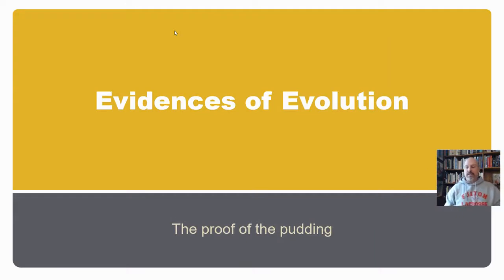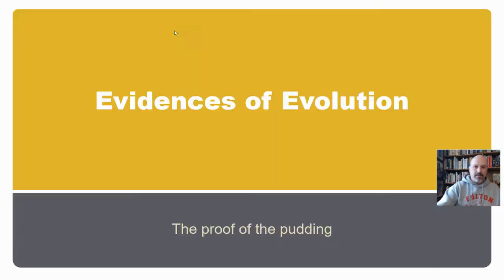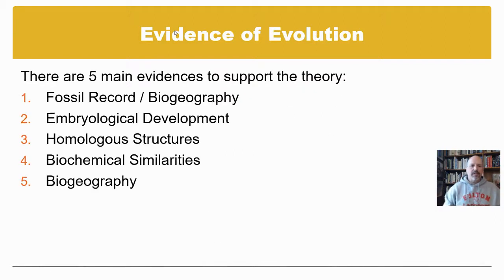Okay, let's get to the evidence. The evidence for evolution comes in a few different pieces, before I get to the proficiency scale. The five that we have to remember: fossil record, embryology, homologous structures, biochemical homology or biochemical similarities, and then, of course, biogeography, which is my favorite.